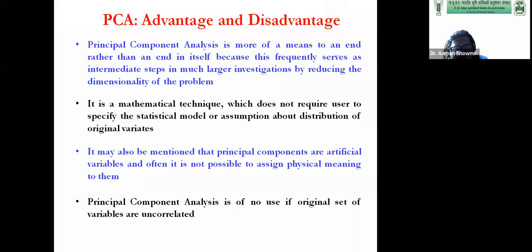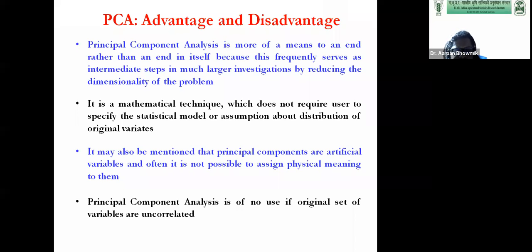Now, principal component analysis is of no use if the original set of variables are uncorrelated with each other. That is the most important thing. If you are dealing with uncorrelated variables, for example temperature and application of fertilizer, those are some examples I have given.